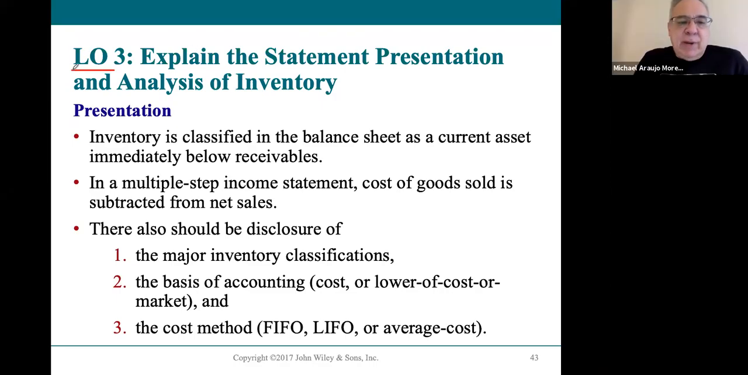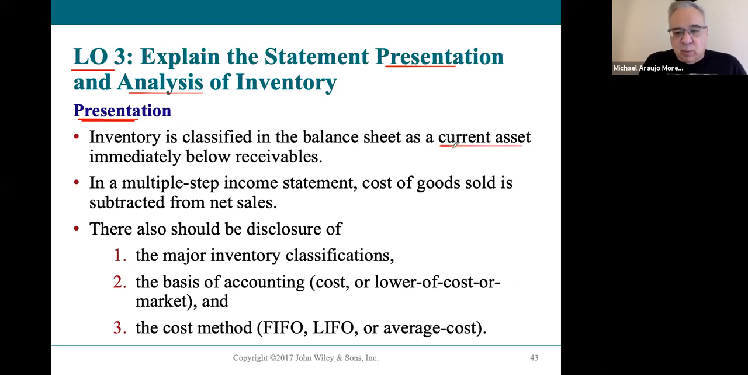Learning Objective 3 looks at two things. One is that inventory, of course, is presented on the balance sheet. It is a current asset, and so it has to be valued properly. So we're going to be looking at that. And the second thing we're going to look at outside of the presentation is some analysis. All right. So first, the presentation.